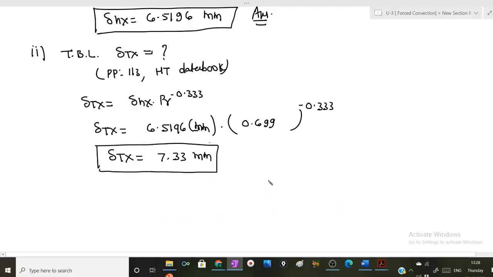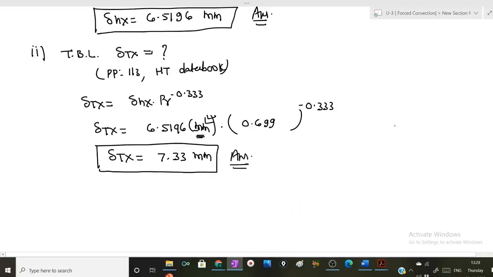This is the answer. Sir, into 10 to the power minus 3 also comes, so that will be meter. See, why have I written mm here? I am considering delta Hx in mm, and Prandtl number is a non-dimensional number. So whatever the unit of delta Hx you are considering, that will be the unit of delta Tx. Isn't it? That is why I have clearly written the unit. Yes, sir. Okay, got it.